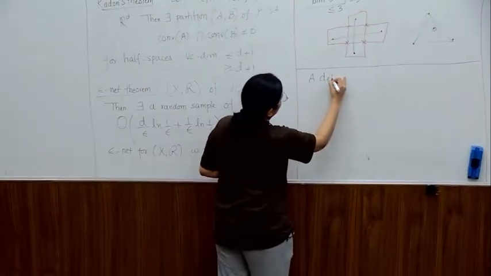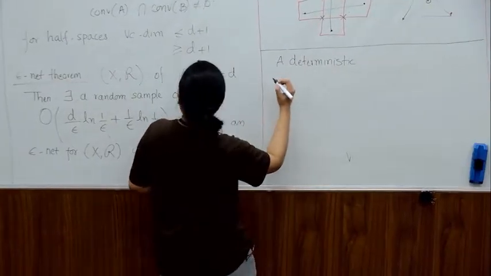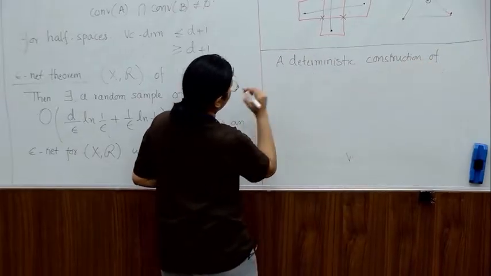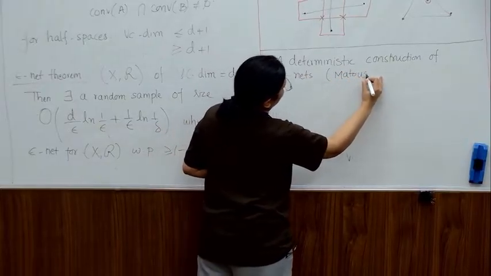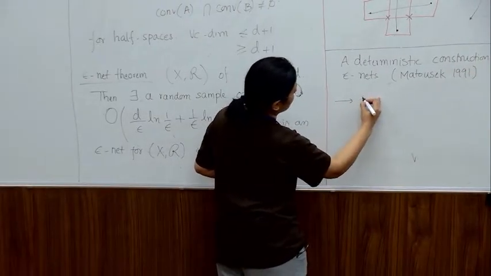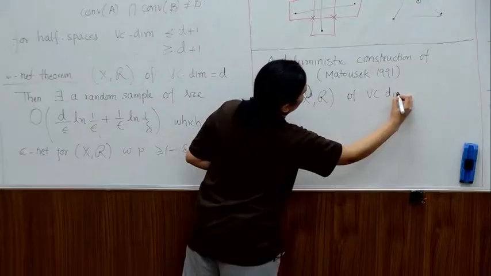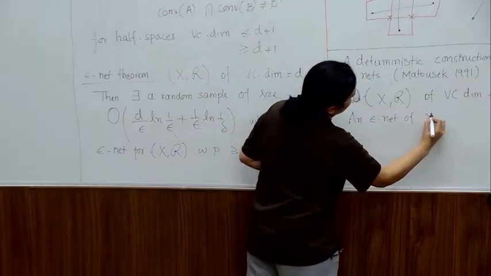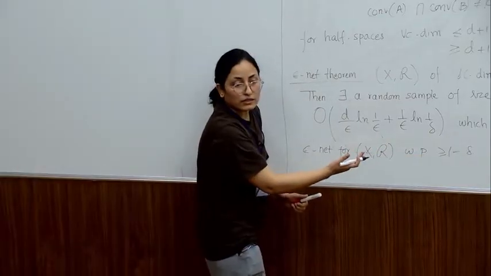So a deterministic construction of epsilon nets, and this is by Matousek, and he gives a result that again if X, R is a range space of VC dimension D then there is an epsilon net of size. So here we can simplify this expression, right? This delta is some constant.